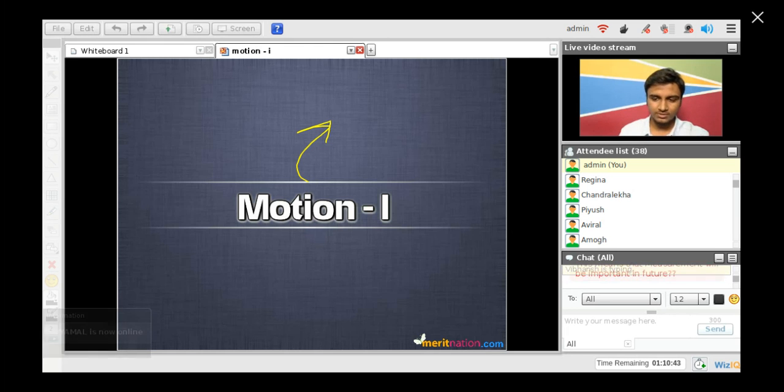So let's start the chapter motion. So what is motion? Do you all know what is motion?